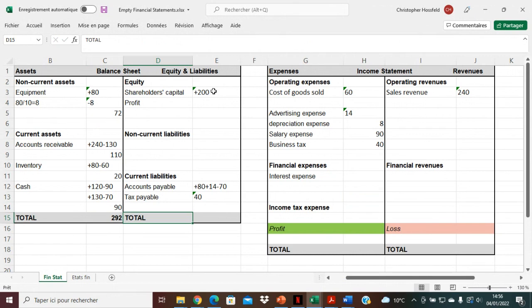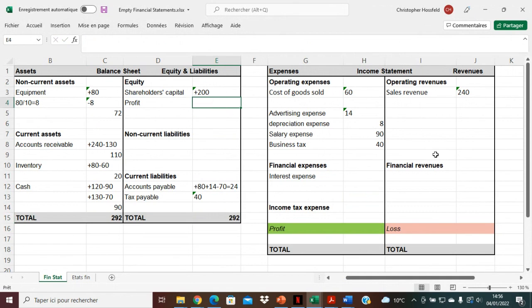Final value of shareholder capital is 200, has not changed. The final value of accounts payable here is 24 at the end of the year. Final value of tax payable is whatever it is. But we see that when I add those numbers, obviously I do not get to 292, and that's what I need. Why not? Well, because what is still missing is the profit here. So I need to calculate the profit.